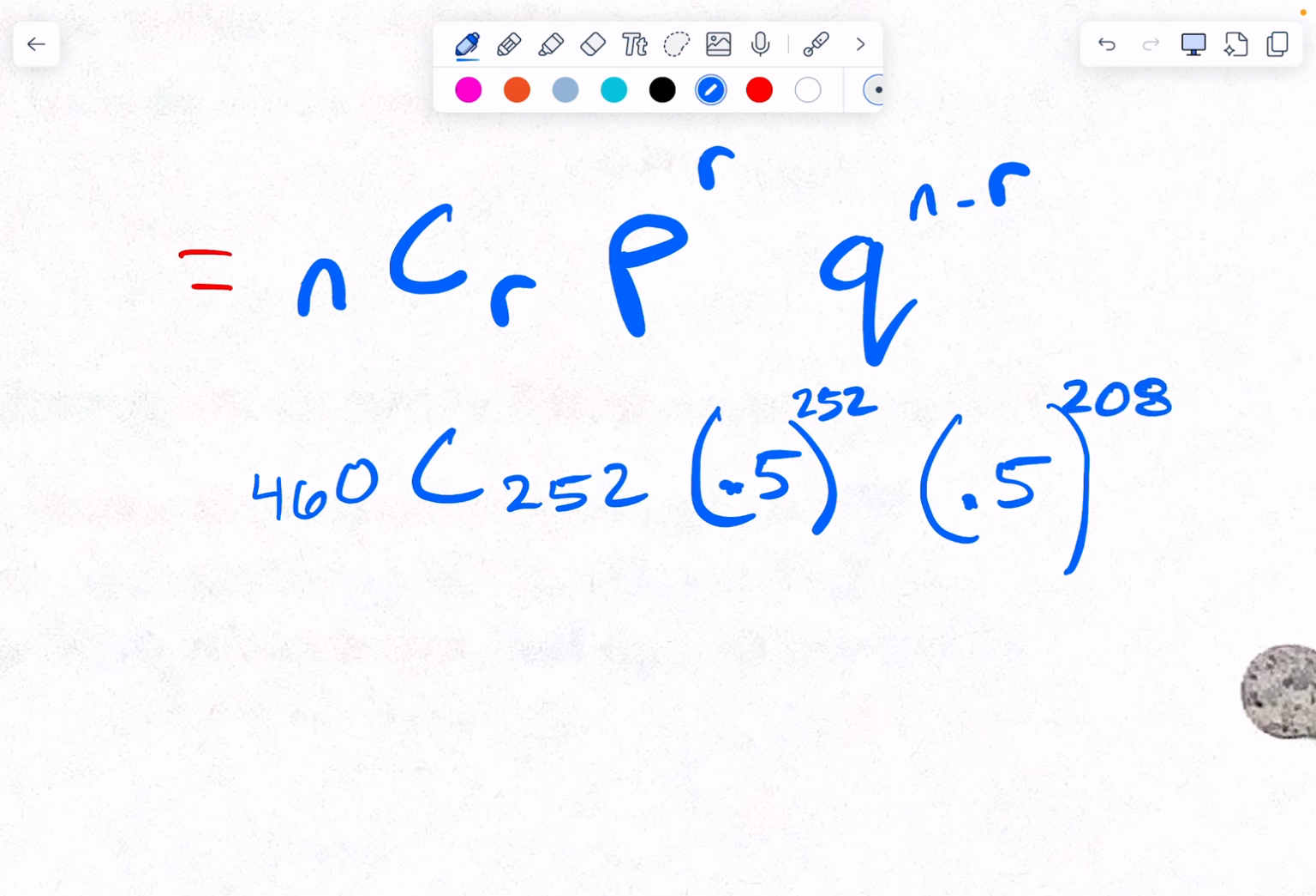208. If you try to type that in your calculator, you get something that says overflow error. Let's just try it. 460 C 252. Oh, it does say overflow error. Let's see what the book says the answer is.